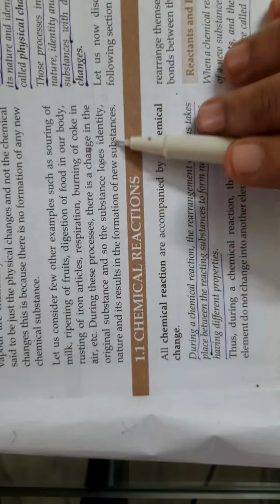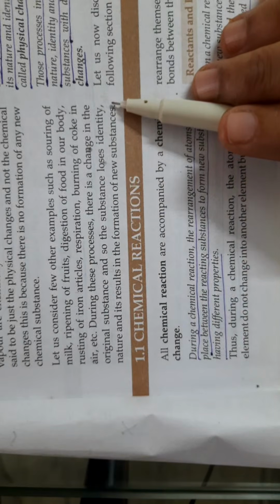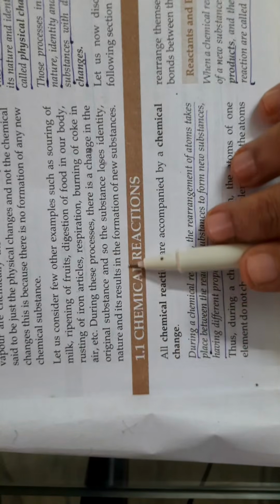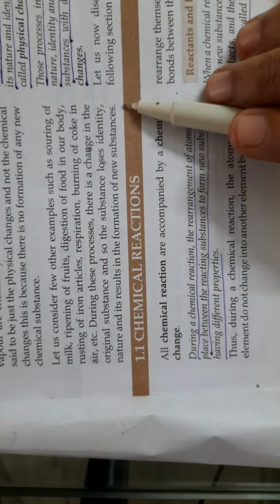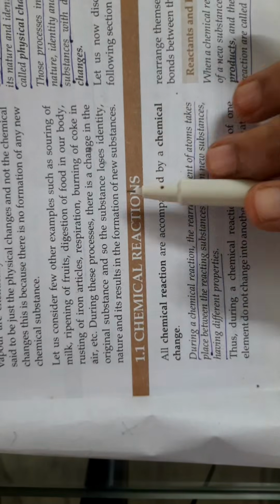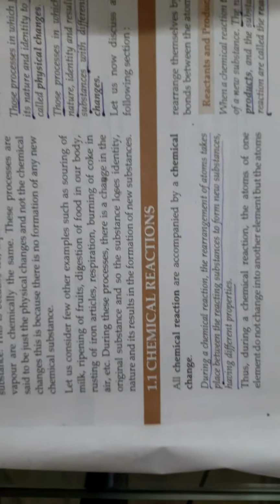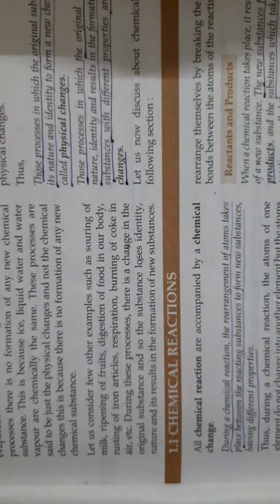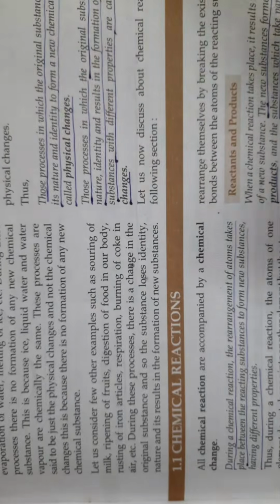Here the substance is losing its identity and nature, and it results in the formation of a new substance. So here the nature is changed, identity is changed, and there is formation of a new substance. This kind of change is called chemical change. So here the perfect definition is there. Let's learn the definition now.